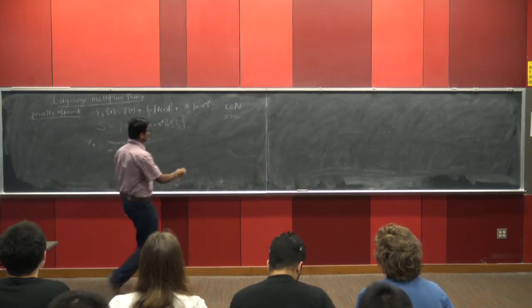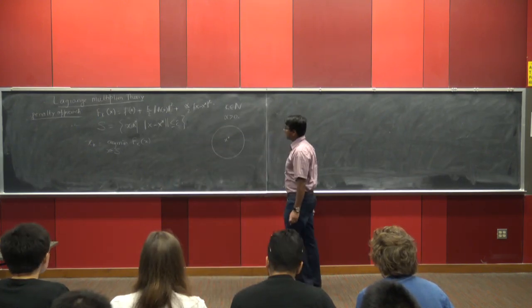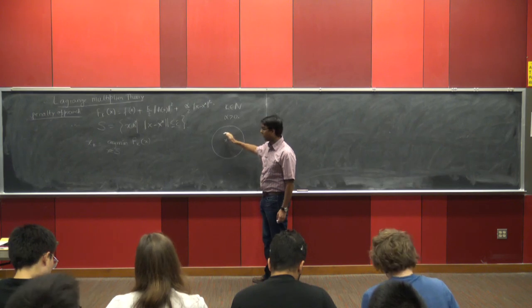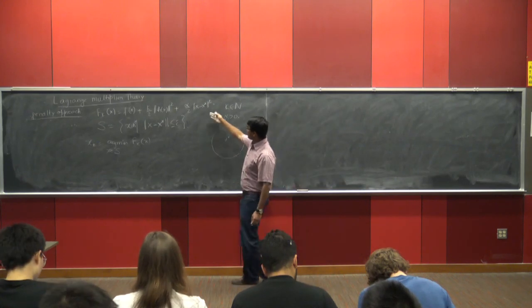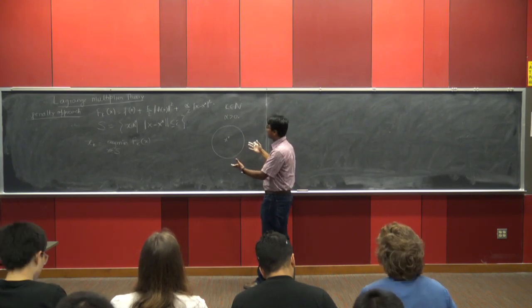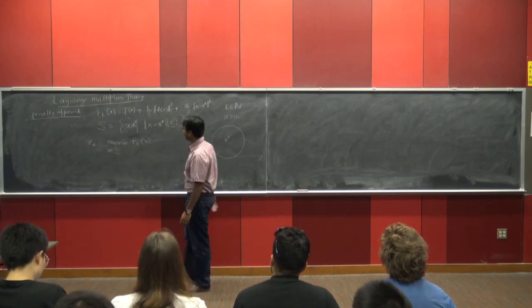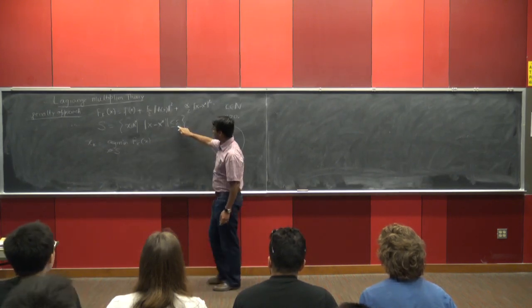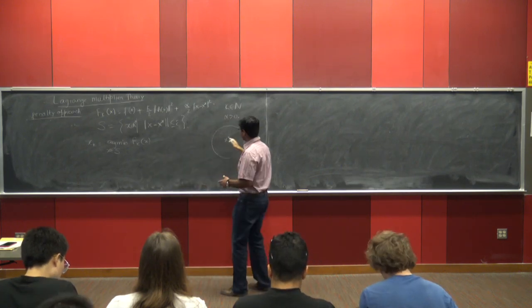So what's the situation? This is my x star, and I look at a ball of radius epsilon around this x star. And I define this function, which is defined over this entire ball around x star, and I look at the minimum of that function over the set S. It's a constrained minimum because you are looking at the minimum in a small neighborhood of x star, but otherwise it can go in any direction.